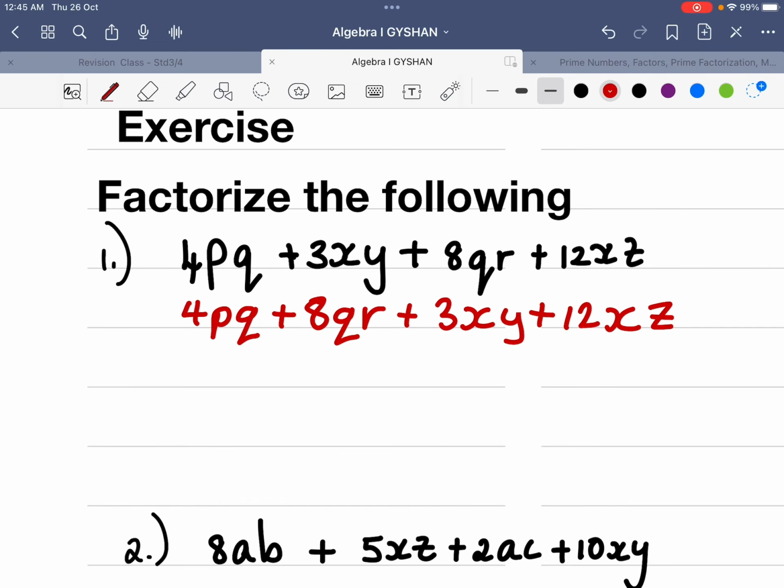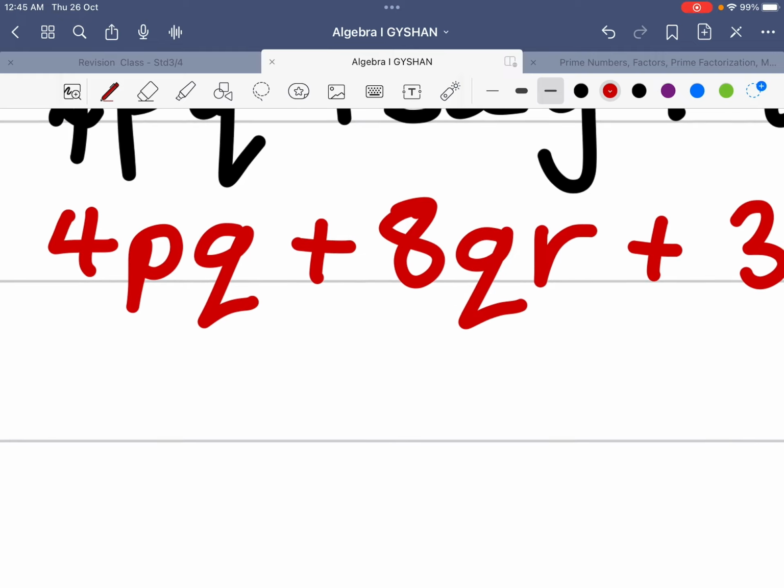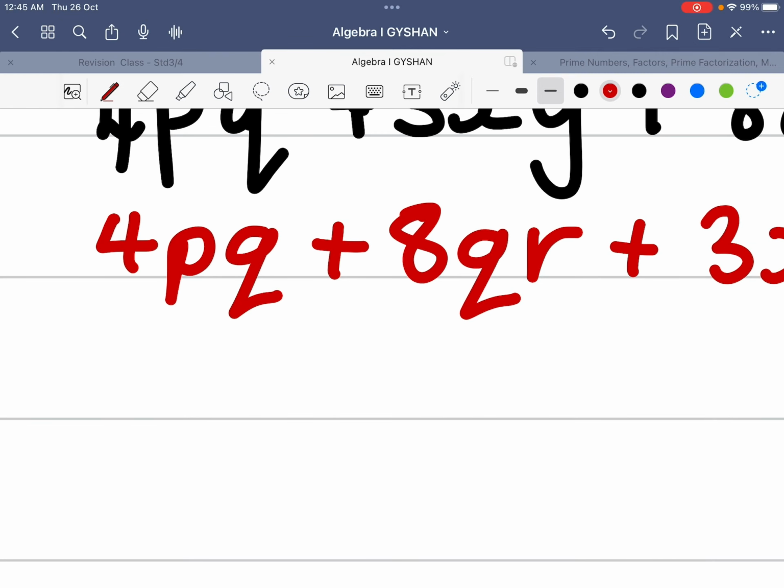So let's factorize now that we have finished grouping. What can go into both 4 and 8? That's 4. What can go into both PQ and QR? That will be Q.